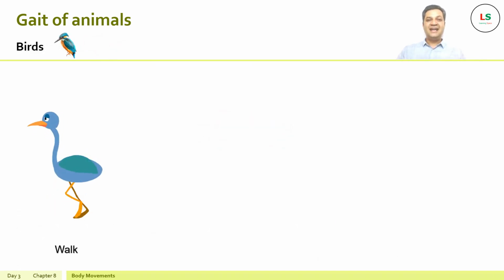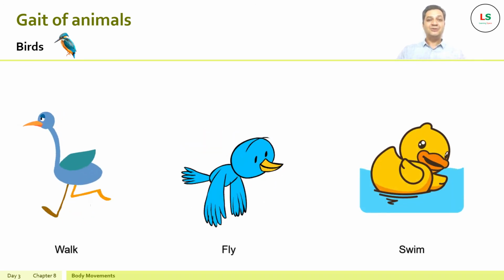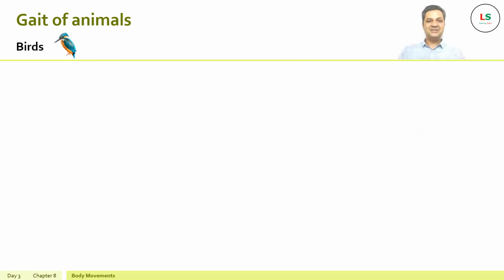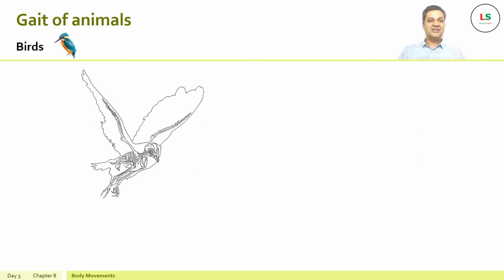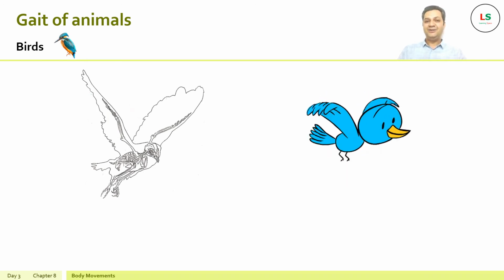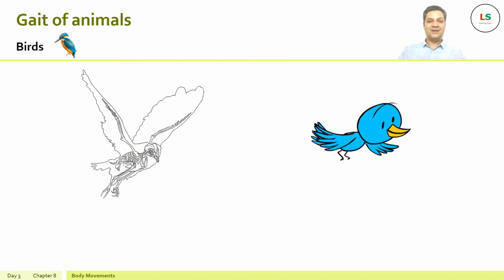Birds walk as well as fly in the air. Some birds are even capable of swimming in the water. Birds have special features like feathers, hollow bones, and tail which make them capable to fly. Birds move their wings up and down to move up and forward. The breastbones are modified to hold the muscles of flight which are used to move the wings up and down.